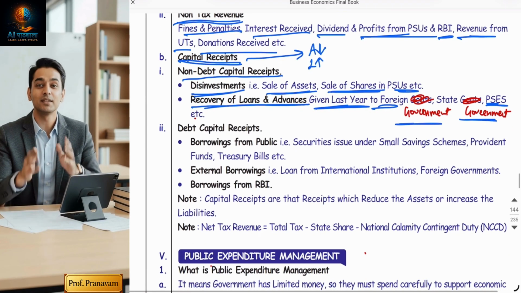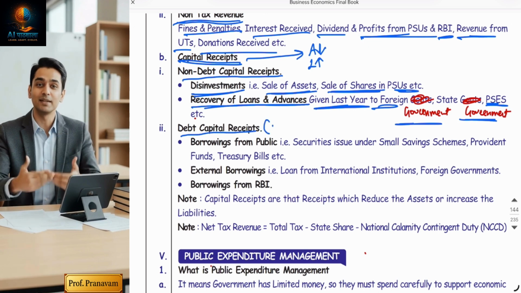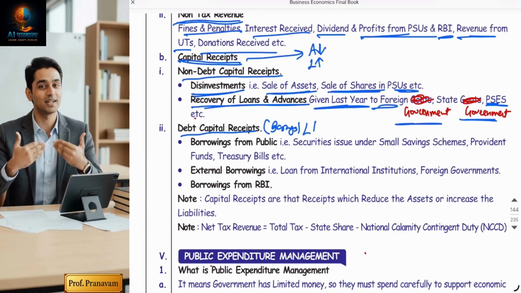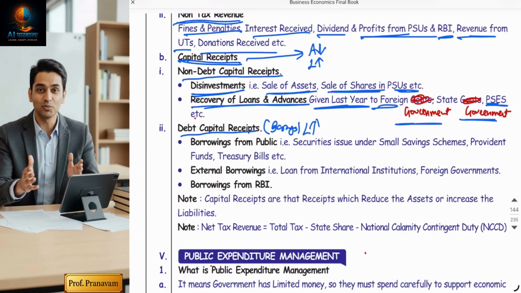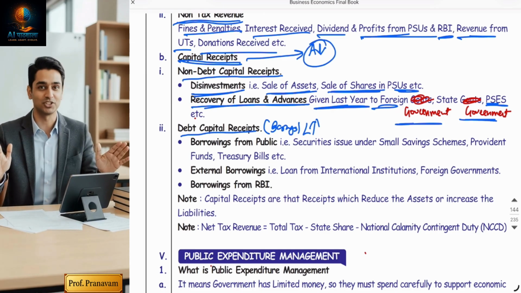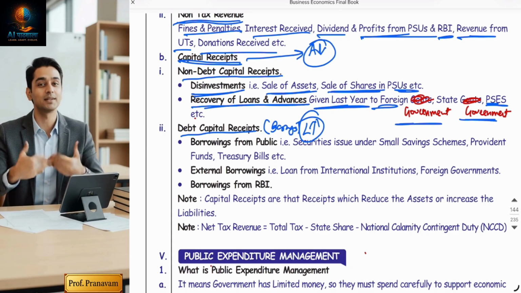And the other one is debt capital receipt. Debt capital receipt means borrowings. We are taking loans. Because of this, liability increases, right? Yes. So capital receipt comes in either by selling assets, that is, assets reduce, or by taking loans, which is a liability.